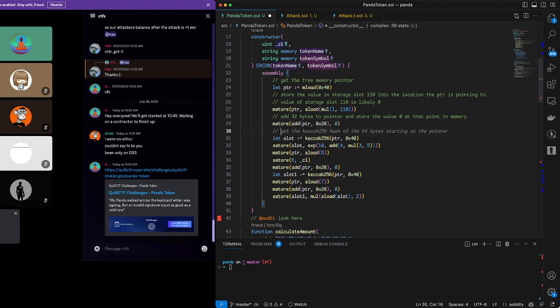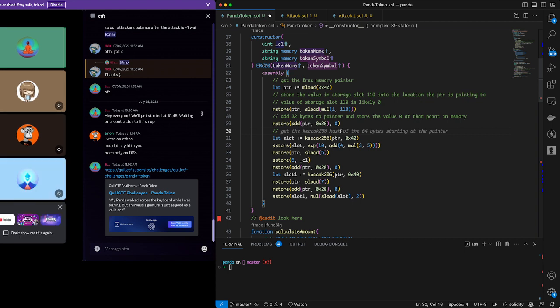So now we're going to be defining a slot by taking the hash of the 64 bytes starting from the point of the pointer. And so remember, this line here isn't progressing the pointer. It's just using the pointer as a reference, adding 32 bytes and storing this. So the pointer, we know that we have the first word is the value of the storage slot at 110, so is likely 0.